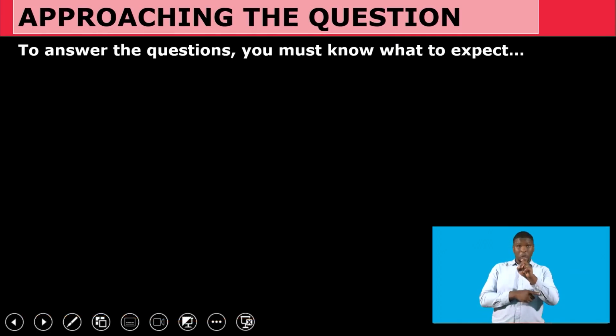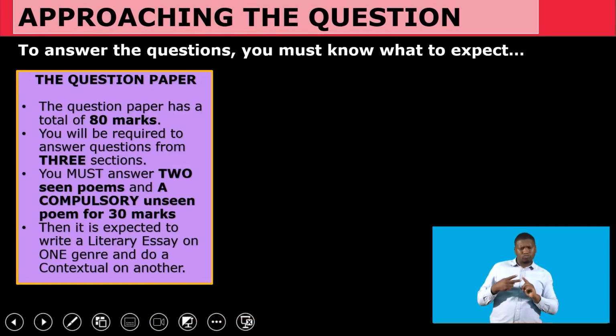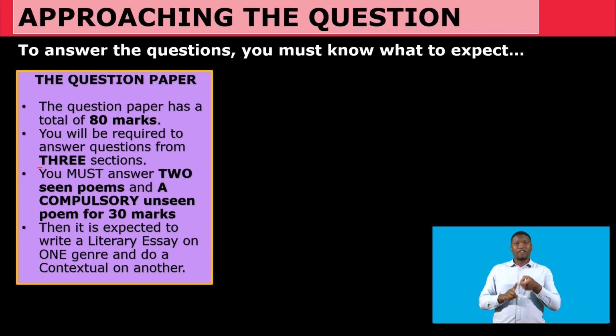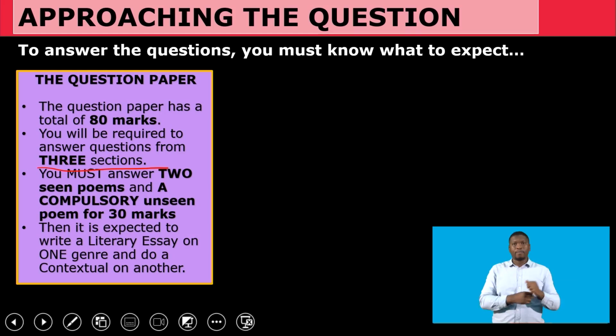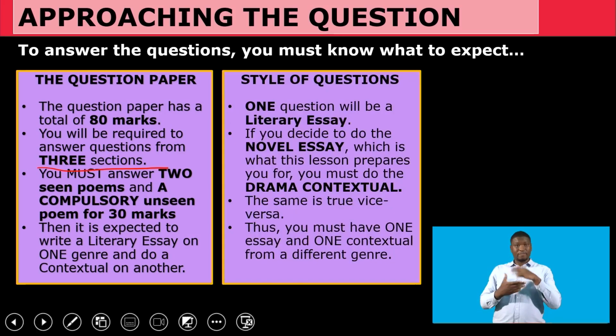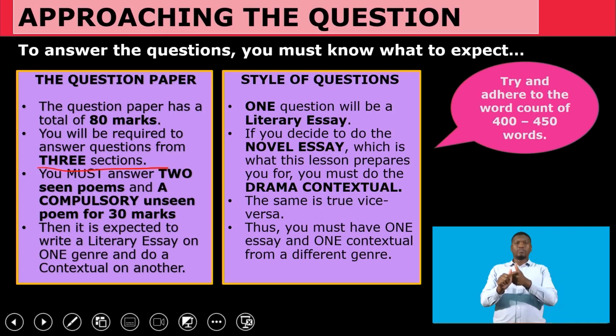To answer the questions, you must know what to expect. So, Paper 2 totals 80 marks. You will be required to answer questions from 3 of the sections. You must answer 2 seen poems and a compulsory unseen poem for 30 marks. Then you are expected to write a literary essay on one genre and to do a contextual on another. One question will be the literary essay. If you decide to do the novel essay, you must do the drama contextual and vice versa. Try and adhere to the word count of 400 to 450 words.